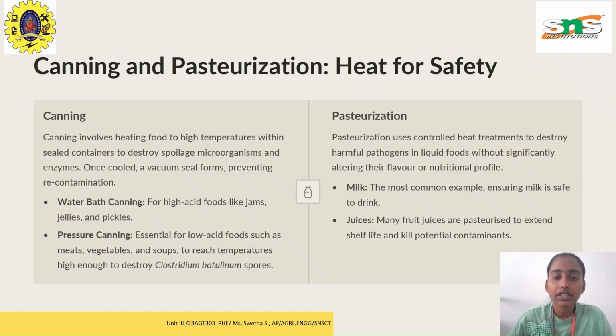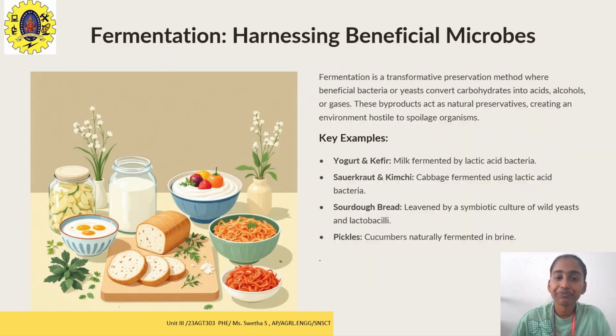Canning and pasteurization. Canning involves heating the food to a high temperature within sealed containers, and it prevents spoilage by microorganisms. Once cooled, a vacuum seal forms, preventing recontamination. Generally it is used in water bath canning and pressure canning. Pasteurization, as we all know, is generally done in milk to kill the microbial organisms at a temperature of 121 degrees Celsius. Various types of pasteurization also exist. Generally, it is used in milk, juices, and other liquids.